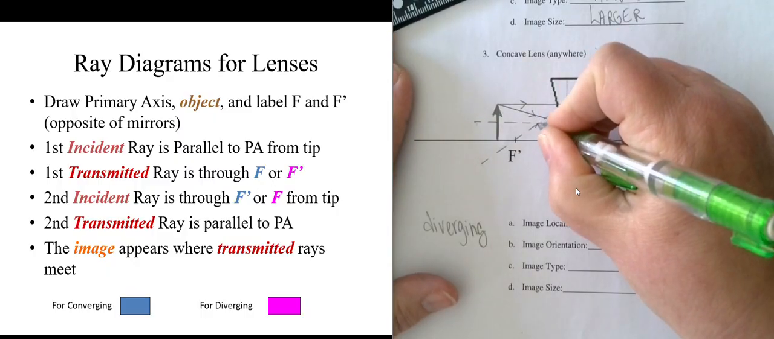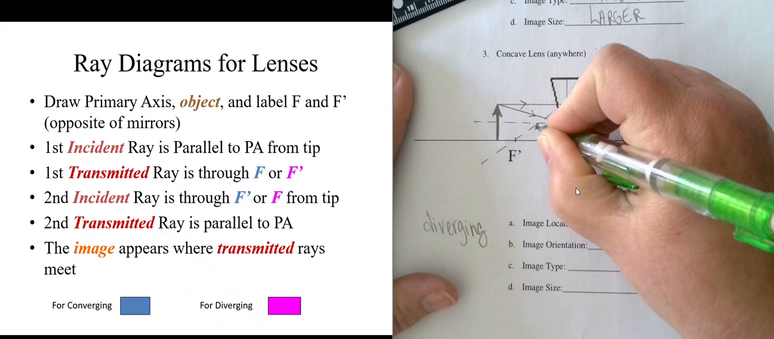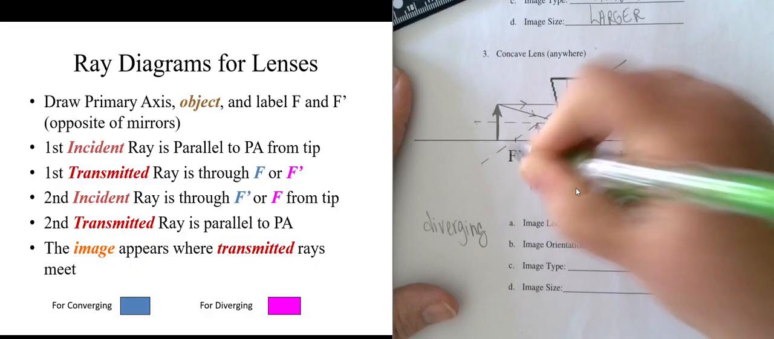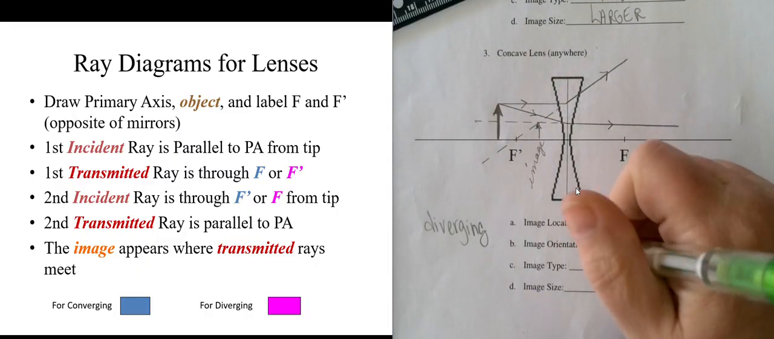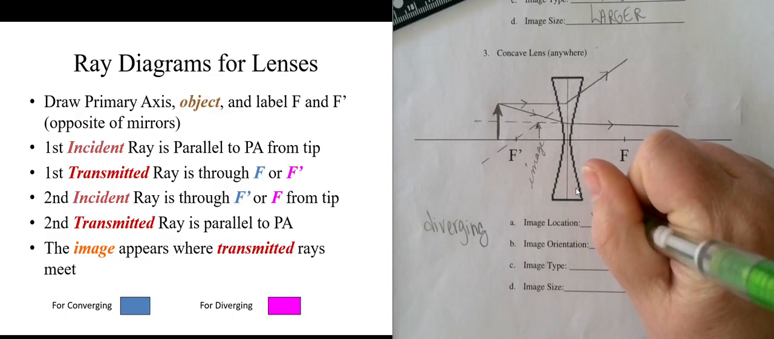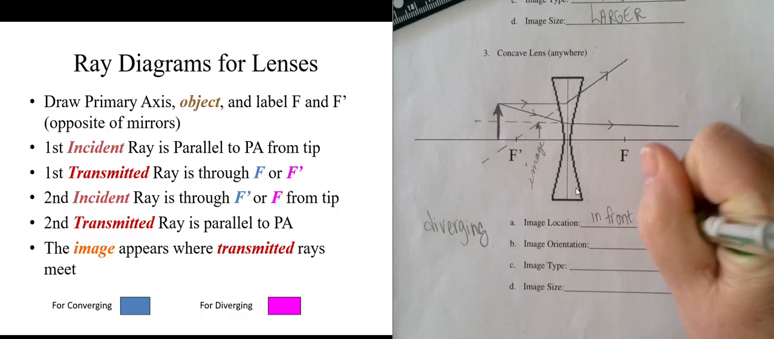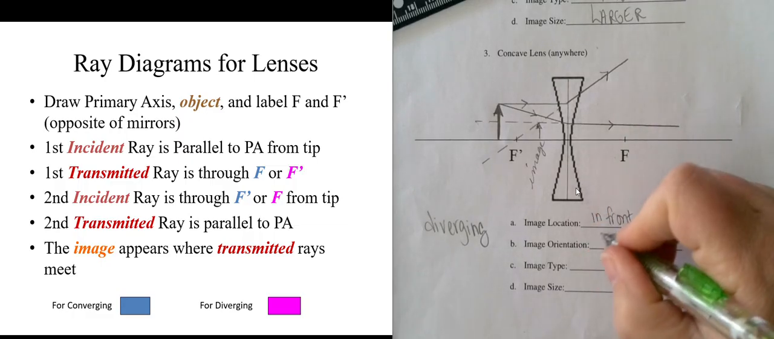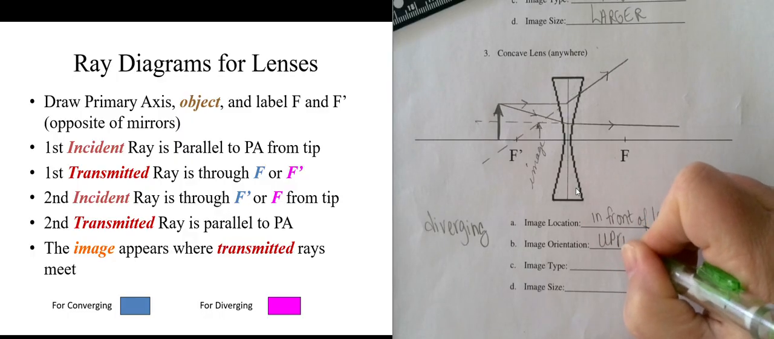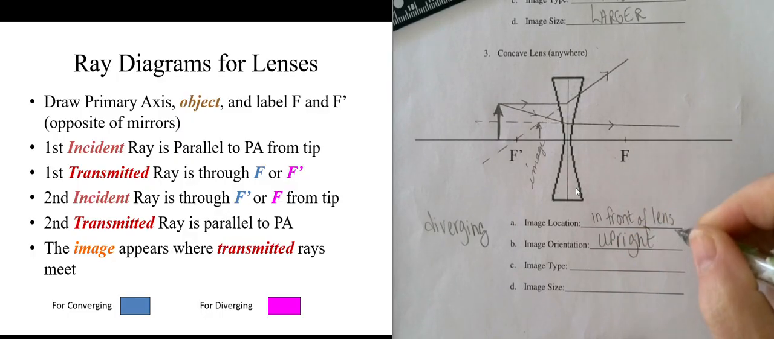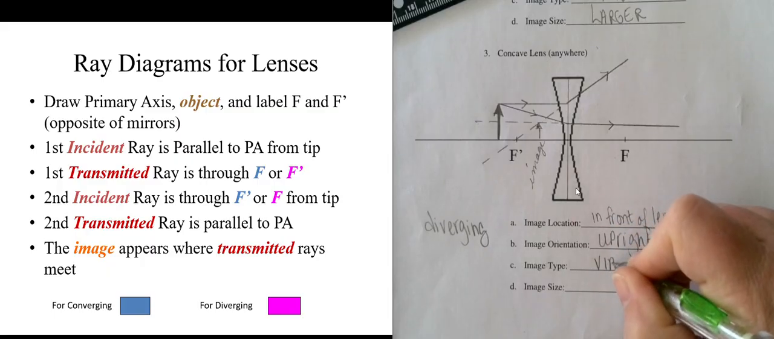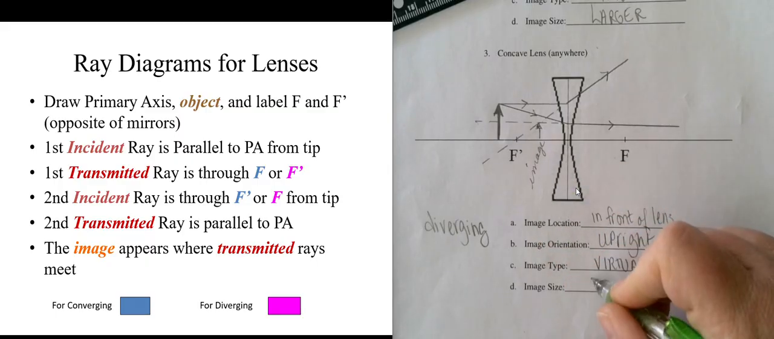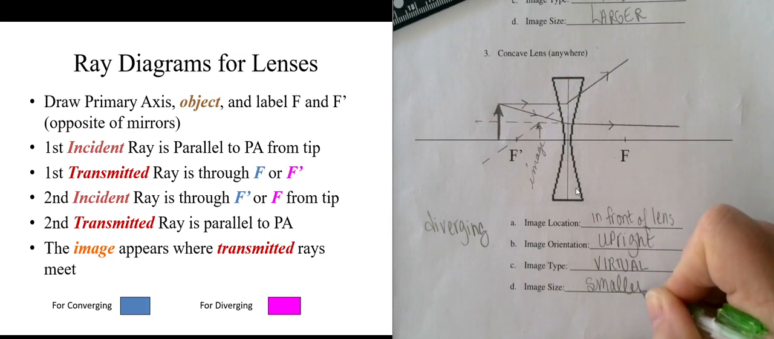And where the refracted rays appear to meet is where our image appears. Its location is also in front of the lens, which is not what lenses are meant to do. They're meant to let light through. Its orientation is distinctly upright, making its type virtual, and its size distinctly smaller than the original object.